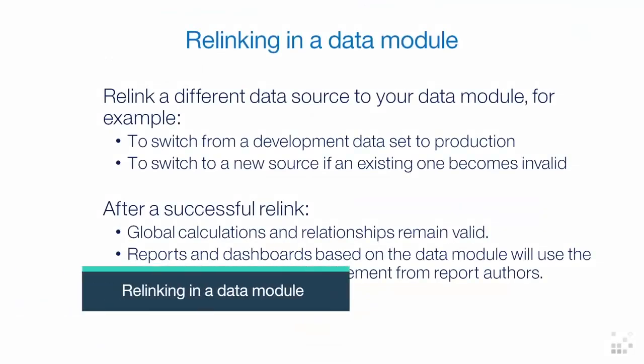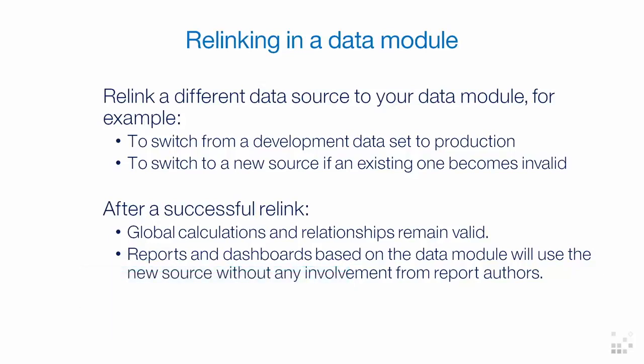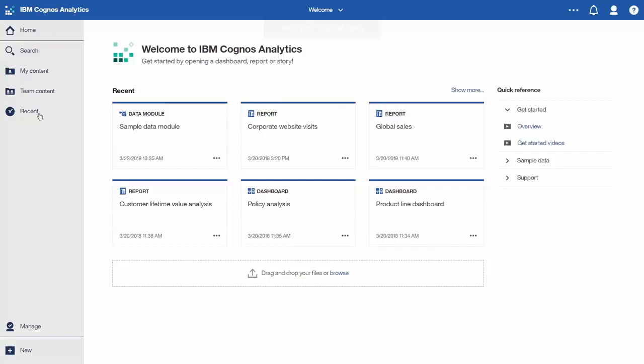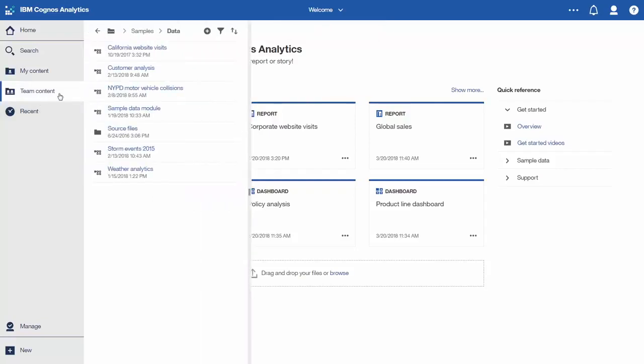For data modules, the new ability to relink to a different source will be useful if, for example, you want to switch from a development dataset to production, or switch to a new source if an existing one becomes invalid. After a successful relink, global calculations and relationships defined in the data module will still be valid, and reports and dashboards based on the data module will use the new source without needing any changes. To show this process, I'm going to relink the sample customer analysis data module to a new source.